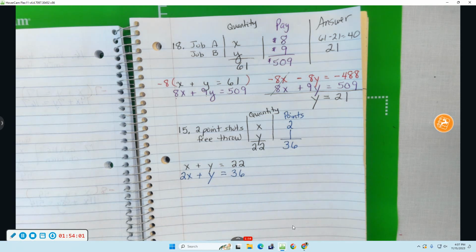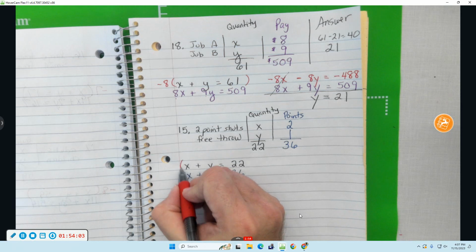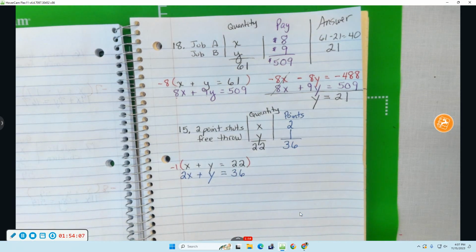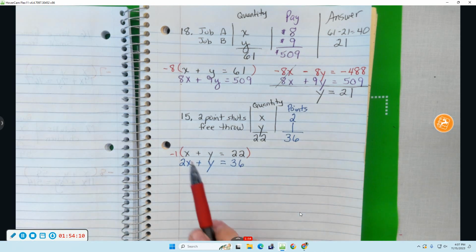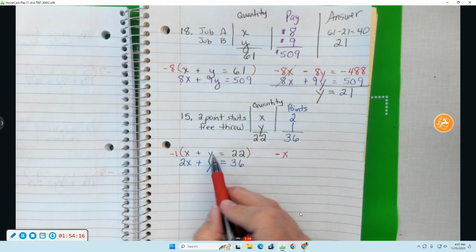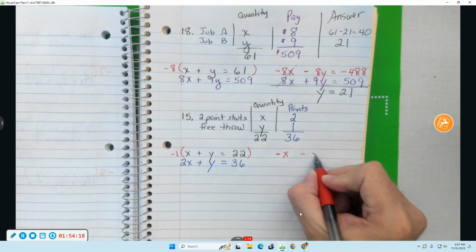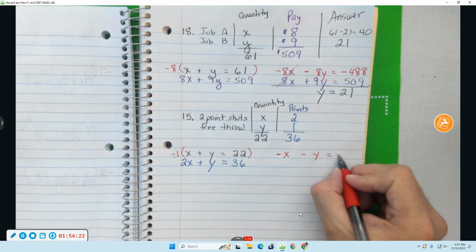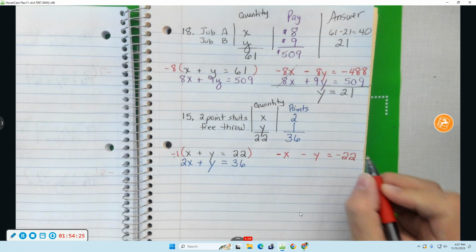I think I'd multiply the first one by -1. Which is exactly the way we've been doing all the others. Oh, you're right. So we'd have a -x, and then a -y equals -1 times 22 is -22.